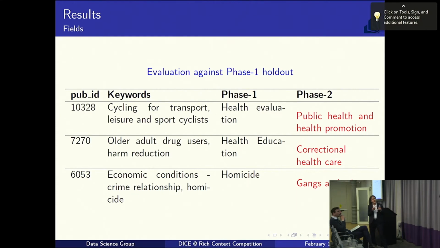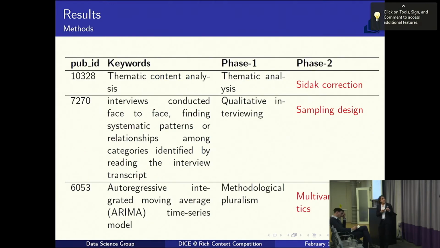So, yeah. Now coming down to the qualitative evaluation that we did against the phase 1 holdout. For a publication that had keywords such as cycling for transport, leisure, and sports cyclists, our phase 1 model gave health evaluation as the research field. However, our phase 2 model went a little deeper and gave public health and health promotion as the research field of the article. So in general, our model for phase 2 did a deeper analysis of the text and gave more granular results. Same was for the methods, in which we had changed the vocabulary altogether and used the vocabulary from Wikipedia that was curated by ourselves.